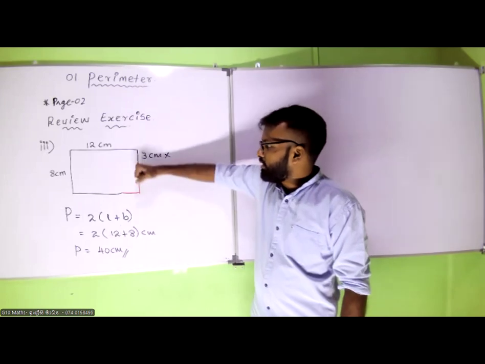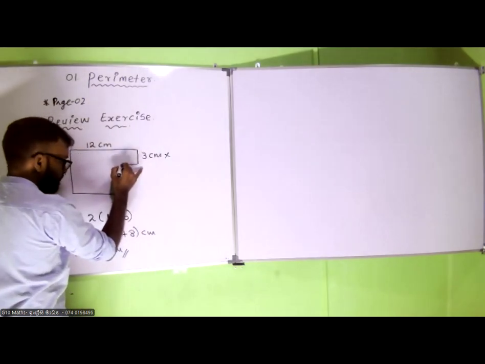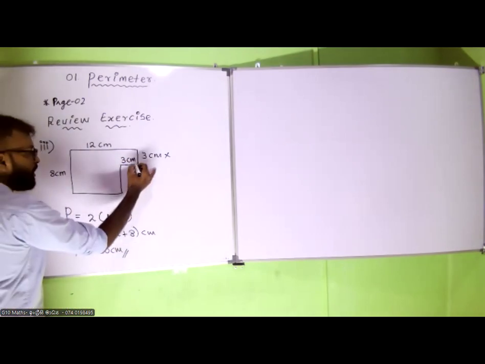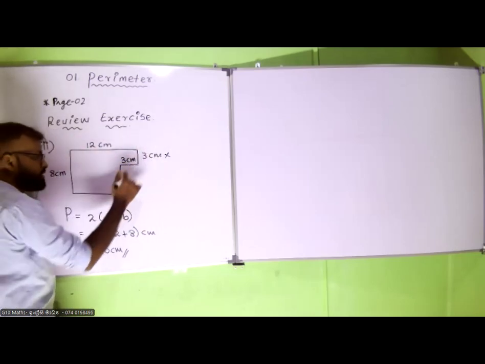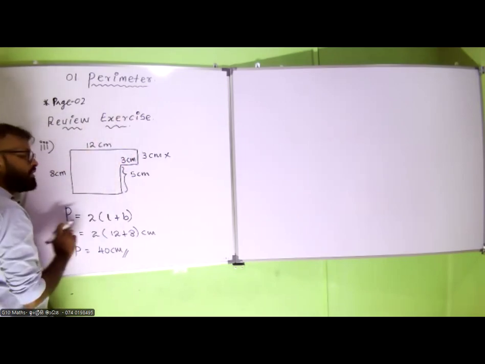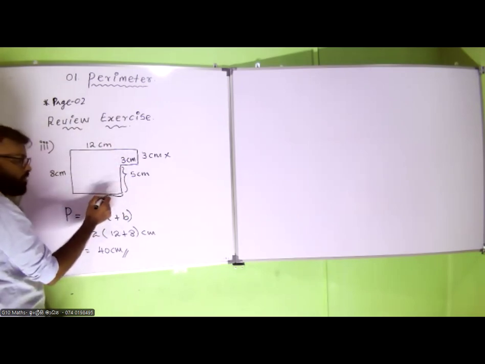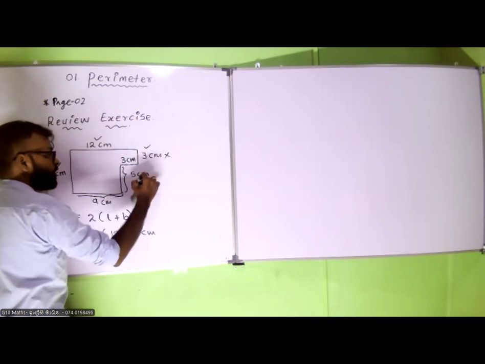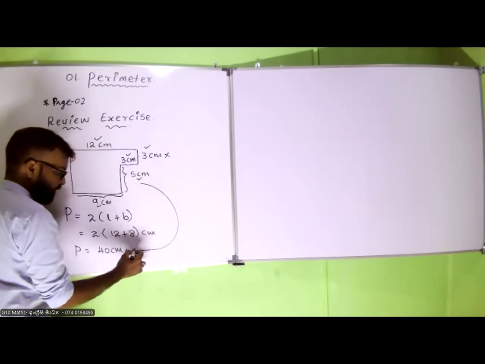Shall I do it in another way? So we have this one. This is 3 centimeters, and we have to find this one. This is 8 centimeters, and we know this length is 3 centimeters. So 8 minus 3, this length will be 5. This total length is 12 centimeters. This small length is 3 centimeters, so I can subtract to find this length. 12 minus 3, this is 9. Now you can add separately 8 plus 12 plus 3 plus 5 plus 3 plus 9. So it will give you the same 40 centimeters.